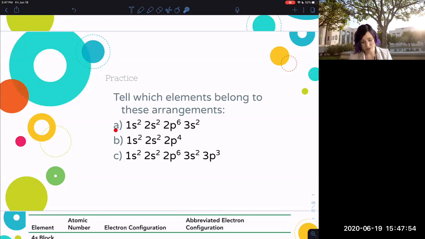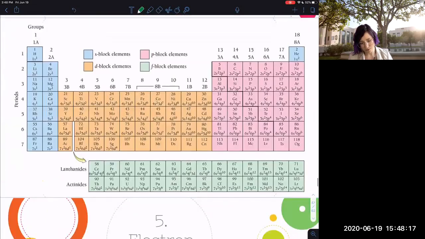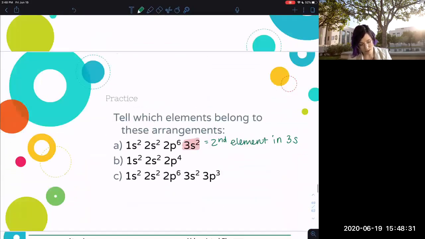Looking at this, A, 1s2, 2s2, 2p6, 3s2, this kind of looks like gibberish. All you need is the last piece, 3s2. What this means to me is this is the second element in the 3s. So let's go to the periodic table. Look at our period numbers, 1, 2, 3. And I know this is the s block. So the second element in the third s is 1, 2, magnesium. So this is magnesium. Can you try the other 2?